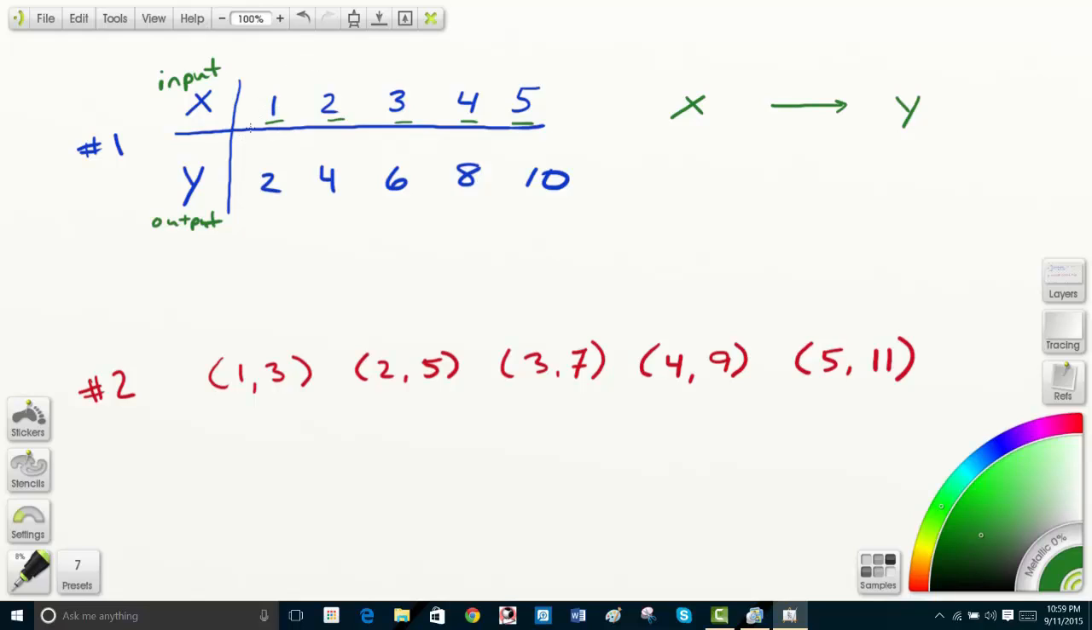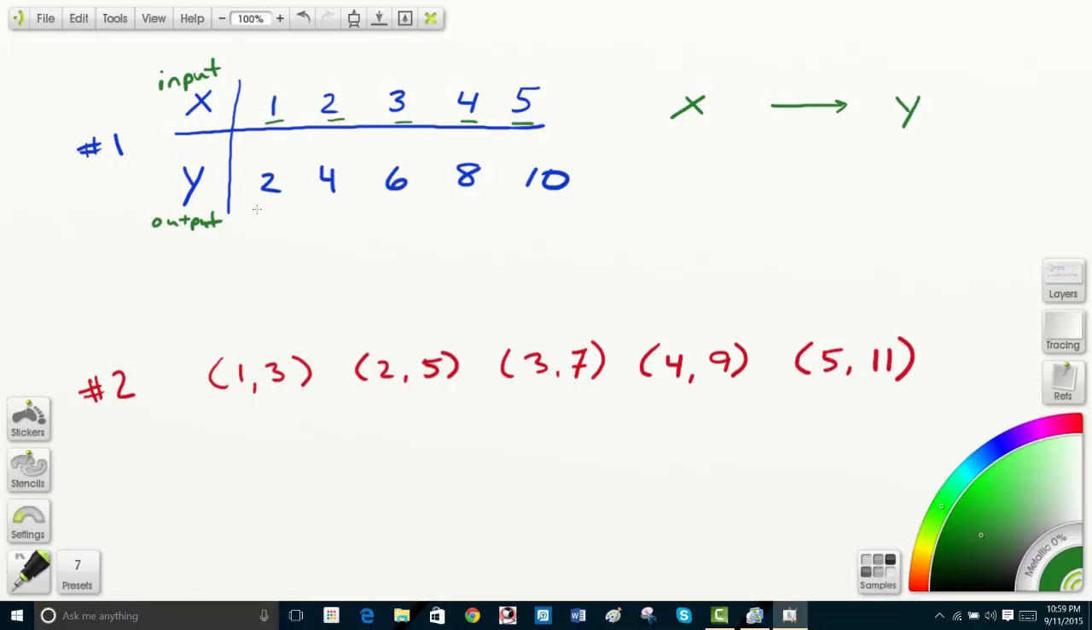So let's look at the pattern here. What do I have to do to 1 to get 2? What do I need to do to the x to get y? Well, there are two ways I could look at this. Maybe 1 plus 1 would get me to 2, right? 1 plus 1 equals 2. Or maybe I could multiply. 1 times 2 equals 2. So 1 plus 1 could equal 2, or 1 times 2 could equal 2.